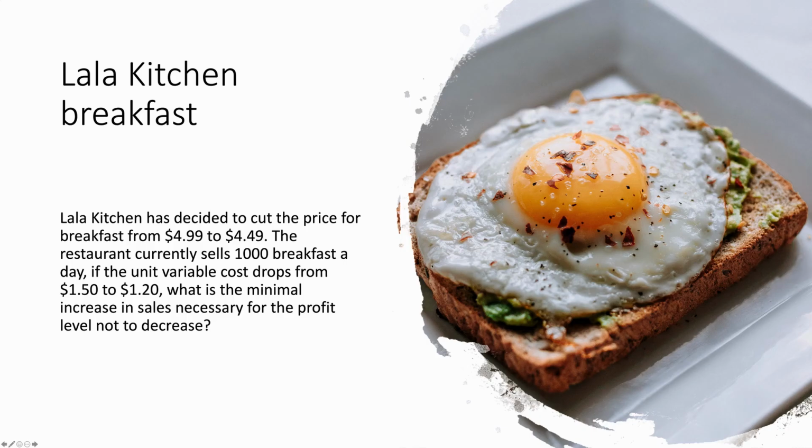Let's look at a second example, Lala Kitchen breakfast. Lala Kitchen has decided to cut the price for breakfast from $4.99 to $4.49. The restaurant currently sells 1,000 breakfasts a day. If the unit variable cost drops from $1.50 to $1.20, what is the minimal increase in sales necessary for the profit level not to decrease?